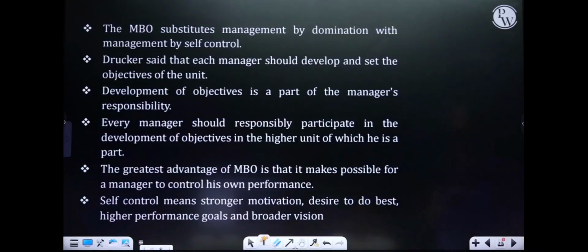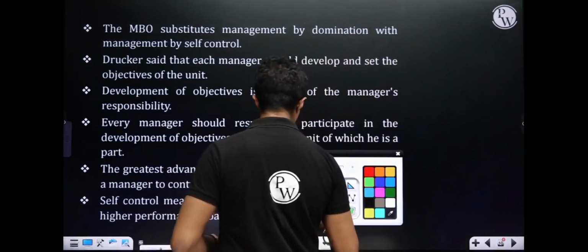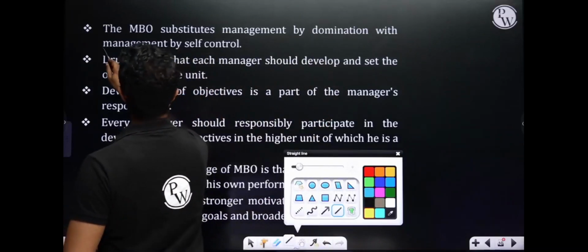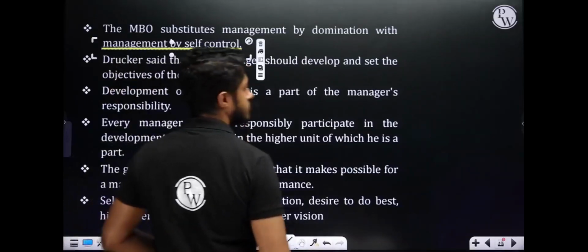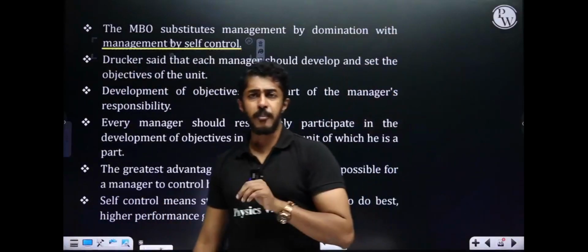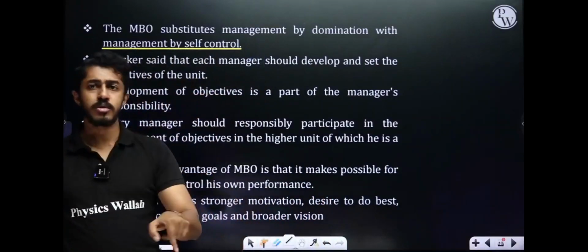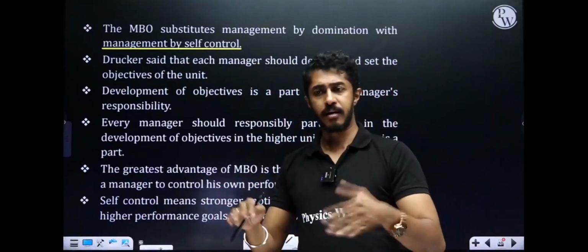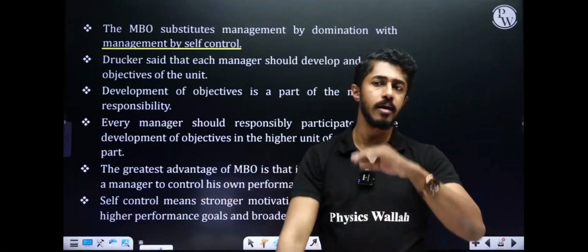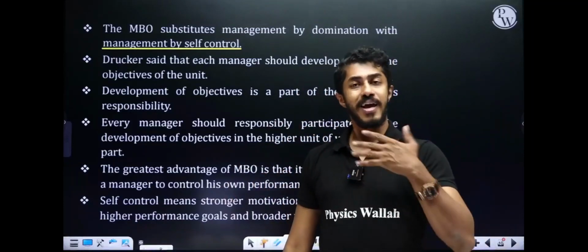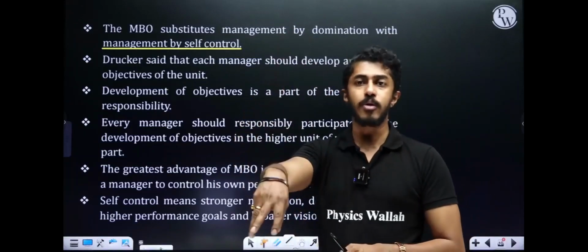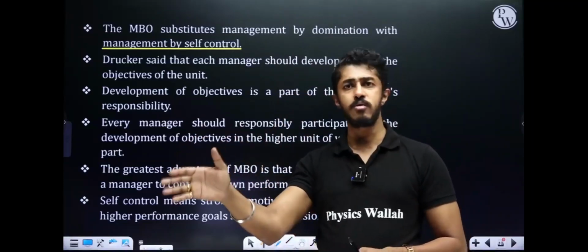The MBO substitutes management by domination with management by self-control. That is the highlight. Superior need not keep on telling the subordinate, do this, do this, do this. No, already everybody knows what is my target. I know my target. Abarna knows her target. Satish has his target. So everybody knows what they have to do. So no need of constantly telling Abarna, do this, do this, because she already knows what is her target.